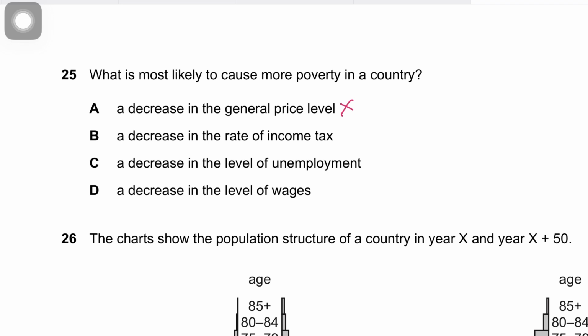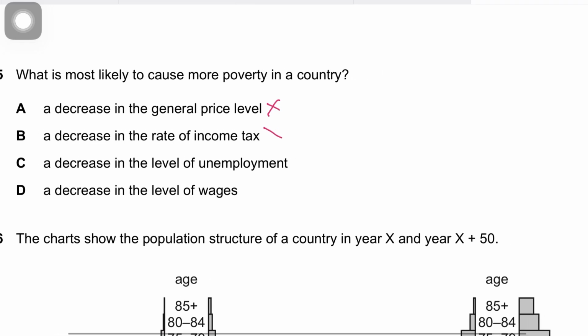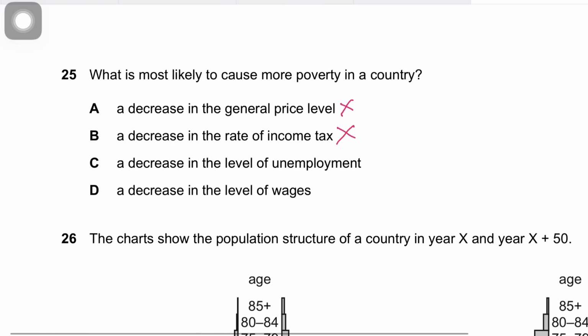People would keep more of what they're earning. The disposable income goes up. This would generally reduce the poverty, not increase it. Option C says a decrease in the level of unemployment. Lower unemployment means more people have more jobs and incomes, and this is likely to reduce poverty, not increase it.